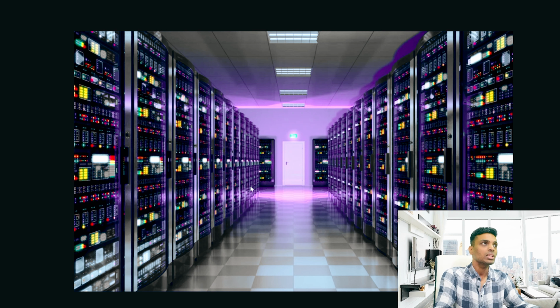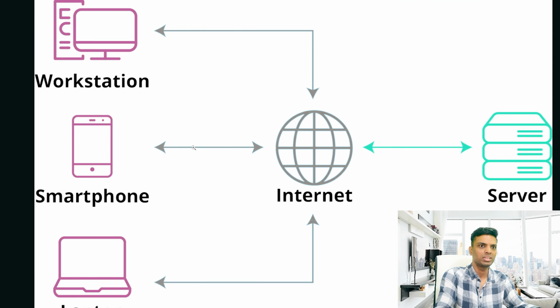Anyways, apart from that, I will show you one more example. So this is what I was mentioning earlier. You have a workstation, a smartphone, a laptop, and all these are connected to the internet, and the internet is basically connected with the server. In the previous example we were talking more about the firewall in between, but here, of course you need it, but we just skipped it. So this is what a server looks like.